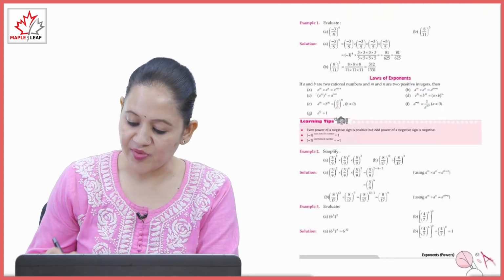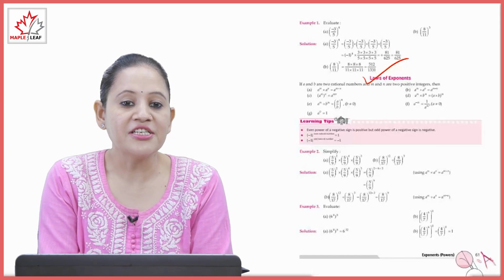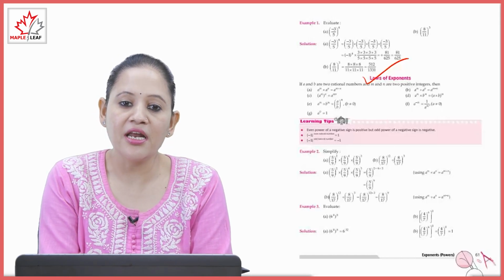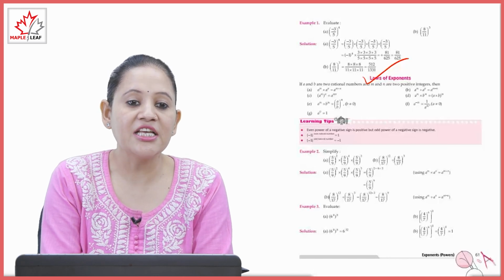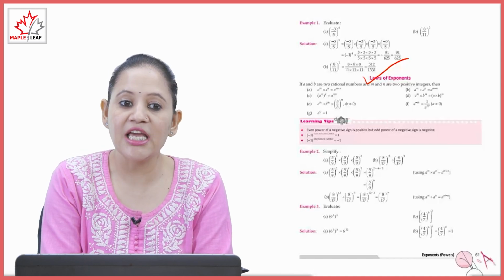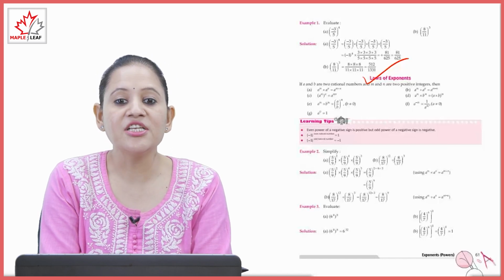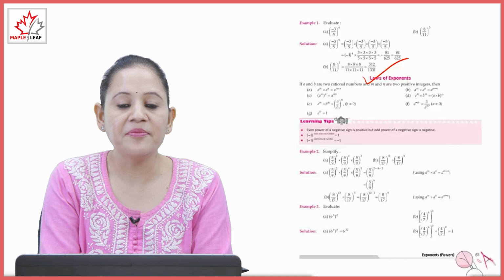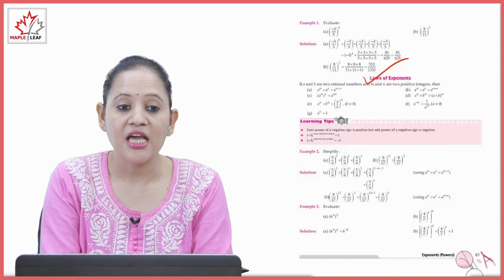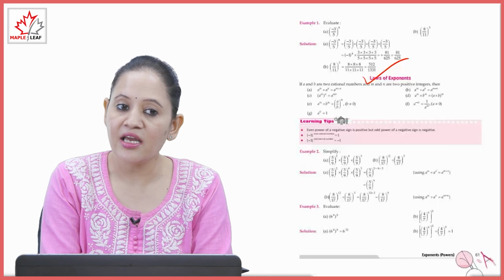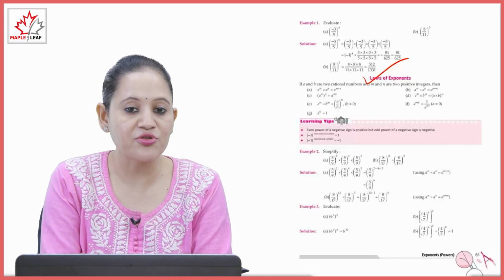Next is laws of exponent. If A and B are two rational numbers and m and n are two positive integers, then A to the power m multiplied by A to the power n is equal to A to the power m plus n. If the base is the same, the powers will be added. A to the power m divided by A to the power n is equal to A to the power m minus n. A to the power m in brackets, to the power n, is equal to A to the power m n, the powers get multiplied.